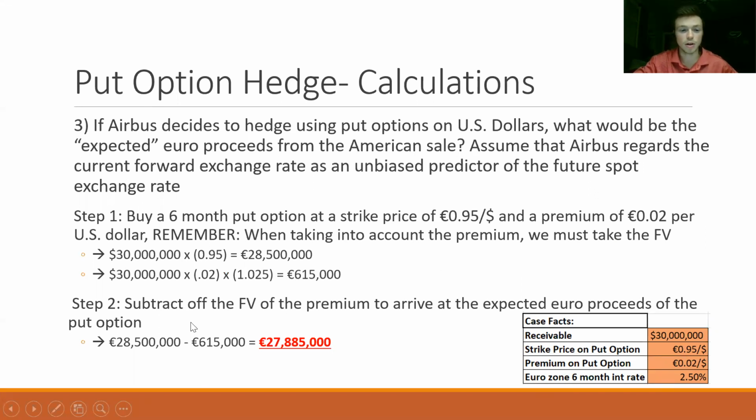Step 2 is then to just subtract off that future value of the premium to arrive at the expected euro proceeds of the put option. So fairly straightforward step here. You're just subtracting 615 from 28.5 to get 27,885,000 euros. And that's the guaranteed value, or the expected euro proceeds from put options here.